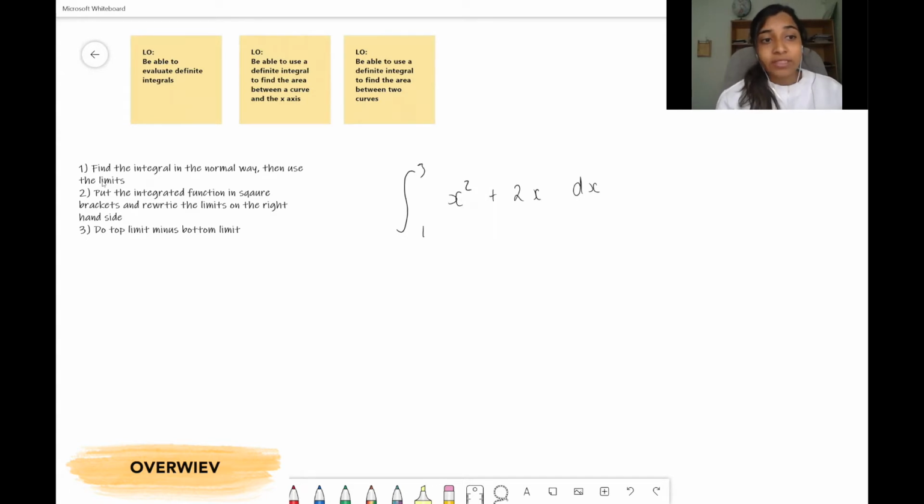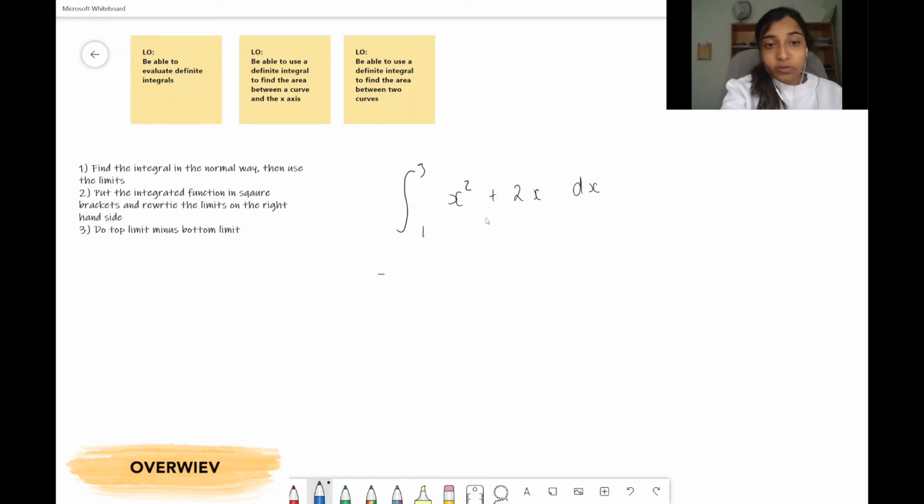So to do that, I've written out the 3 steps here that you need to know. So the first step is you just want to find your integral in the normal way, and then you want to use your limits after. So you just integrate your x squared plus 2x as you would normally do. And you then put your integrated function in square brackets and you rewrite the limits on the right hand side, and then you just do your top limit. So you evaluate your function, so you plug in your limits into what you get as your integral, and you do your top limit minus your bottom limit. So it'll make more sense if we try this out.